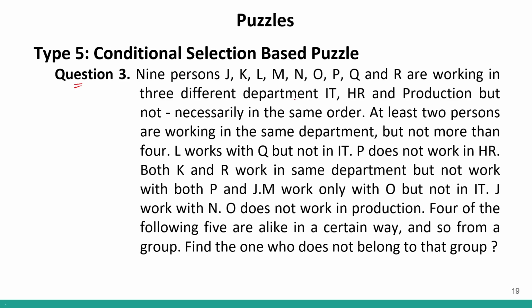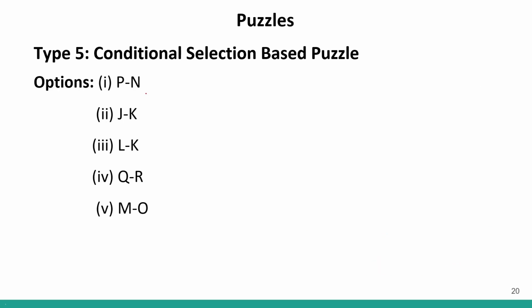Coming to question number 3, same data is given. Question is different. The question is, 4 of the following 5 are alike in a certain way, so form a group. Find the one who does not belong to the group. Mainly we have to identify the odd one out from the 5 options. So these are your options.